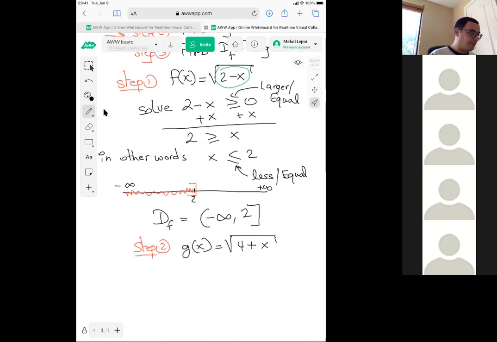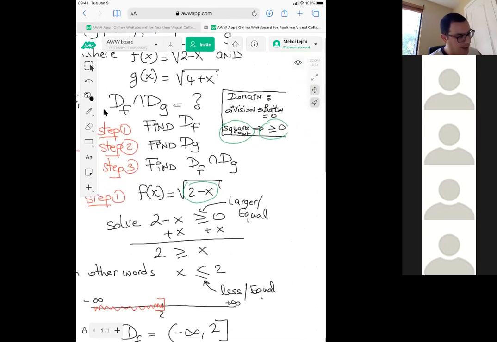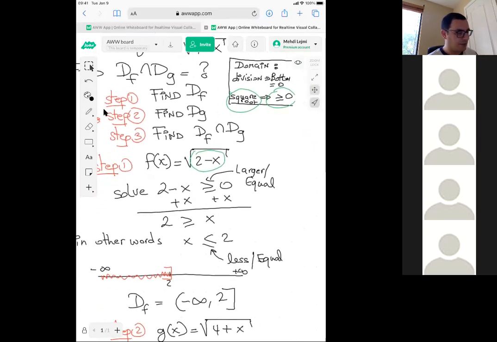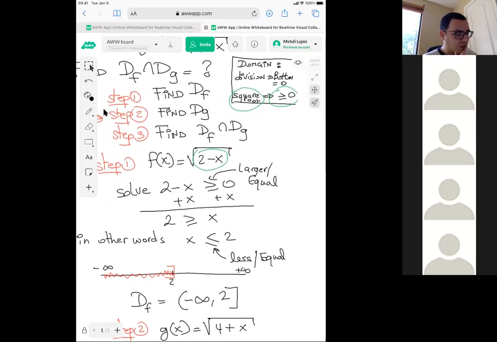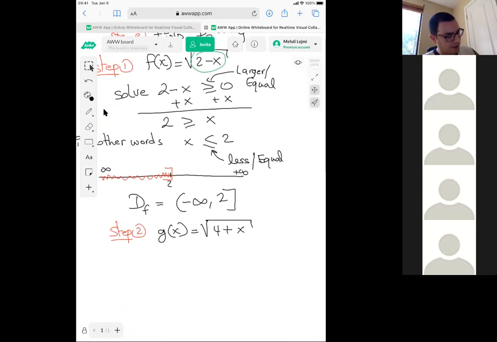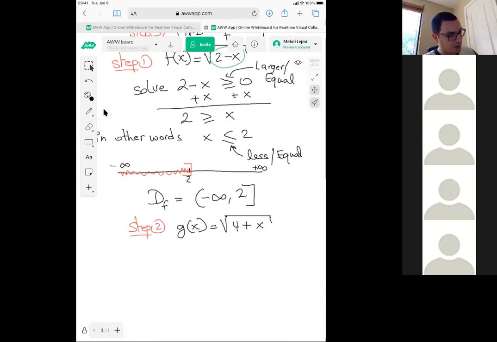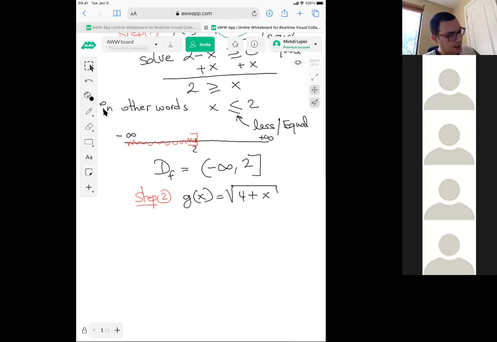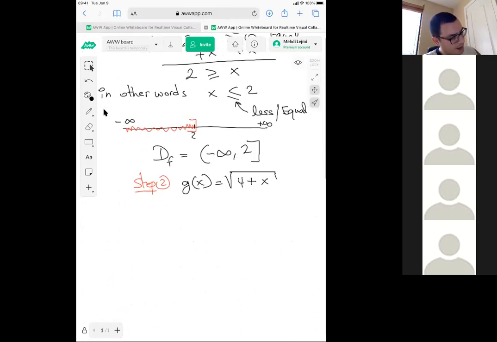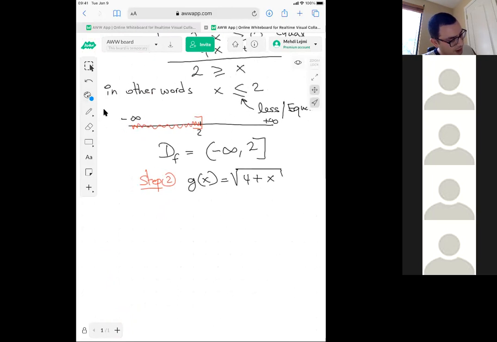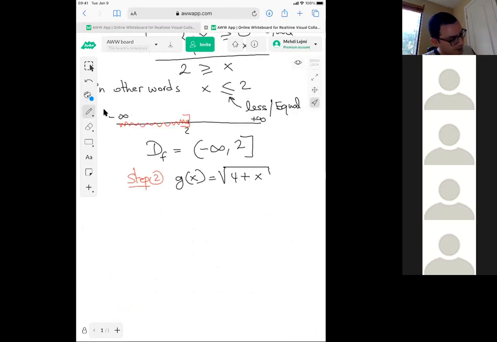Again, guys, we said there are two rules, right? If you have a division, then you need to solve the bottom is equal to 0. And if you have the square root, you need to solve what you have under the square root larger or equal to 0, right? So here under the square root, we have 4 plus x, right? So we need to solve for 4 plus x larger or equal to 0.